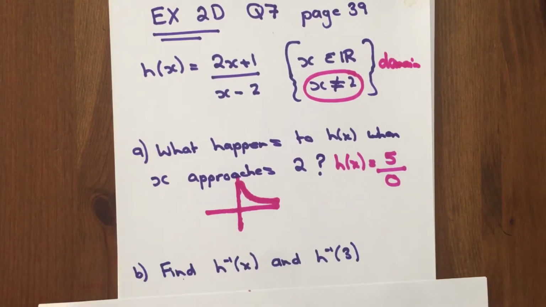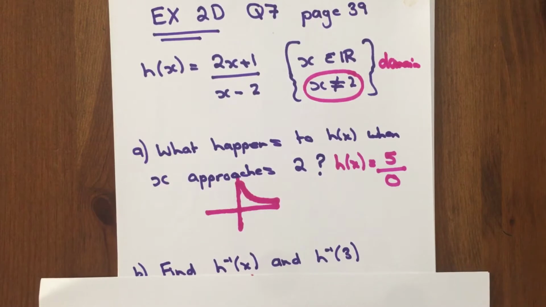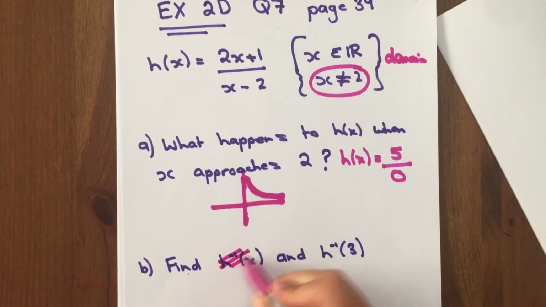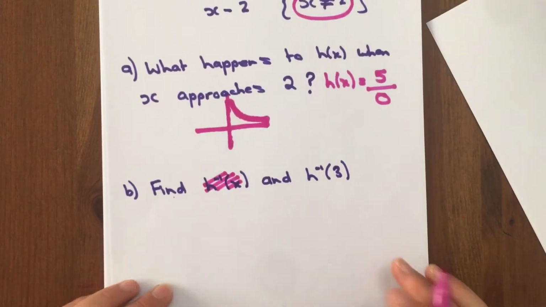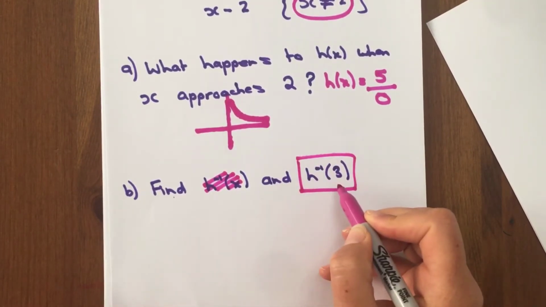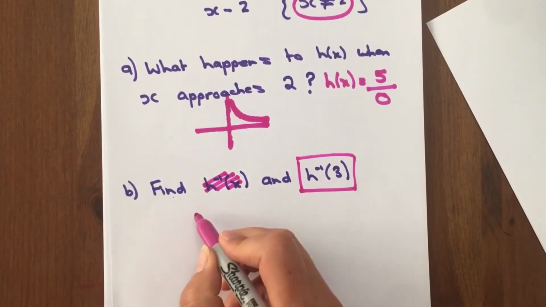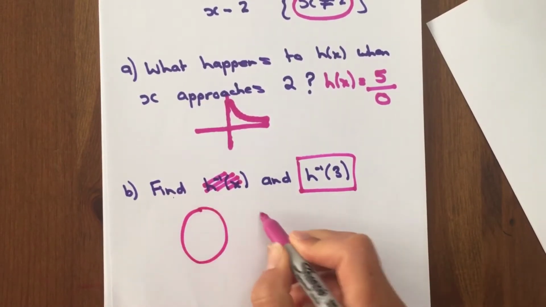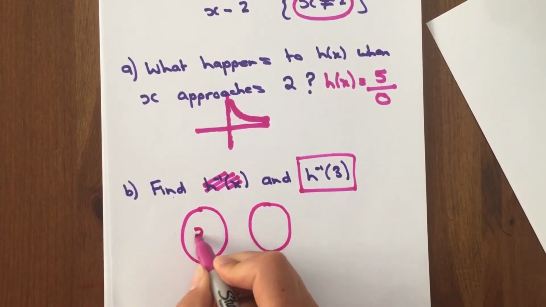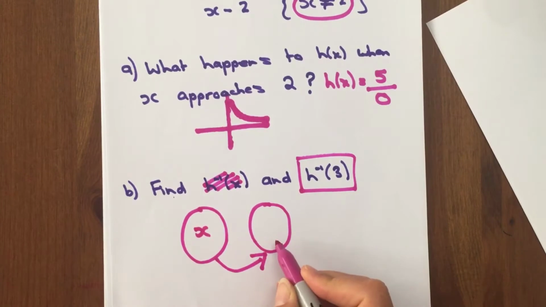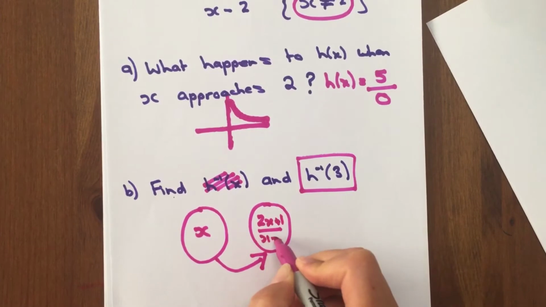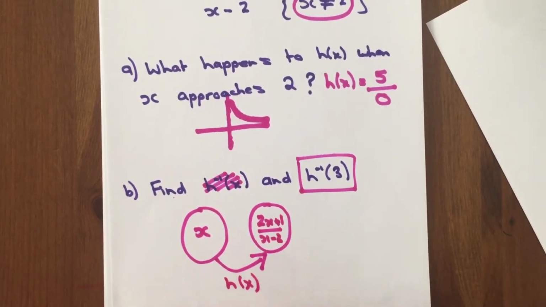Right, what we're going to look at next is finding h to the minus 1 of 3. This comes in the next bit. H to the negative 1, i.e. the inverse function. h to the minus 1 of 3 is your inverse function. So what we're trying to do, if we've got this mapping of h, whatever value here we've got of x maps into 2x plus 1 over x minus 2. This is your mapping of h.